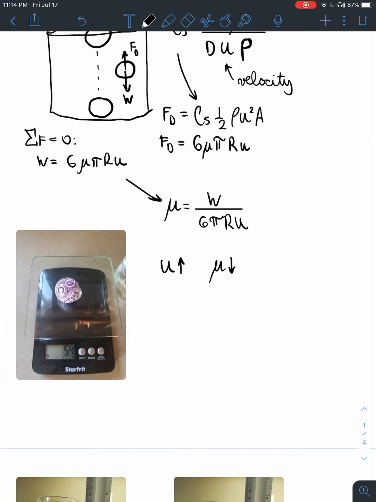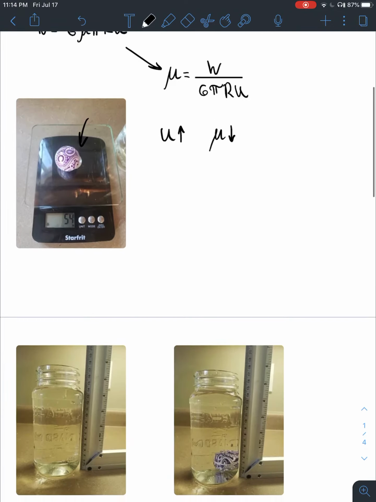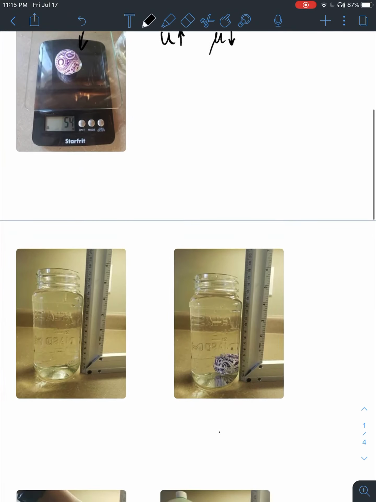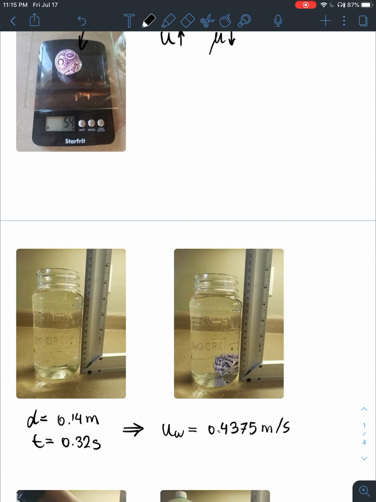For my kitchen setup, I use this bowl that we can see in the picture, and I filled my mason jar with tap water first, and I measured with a ruler the distance that the ball would be traveling. So for my distance, I have 0.14 meters, and then my time measured with a chronometer was 0.32 seconds. This gave me a velocity of the ball through water of 0.4375 meters per second.